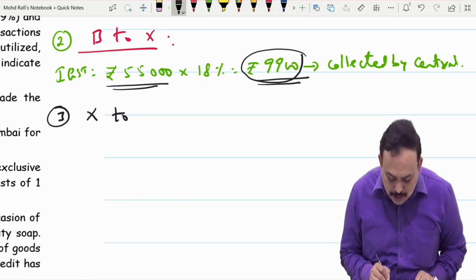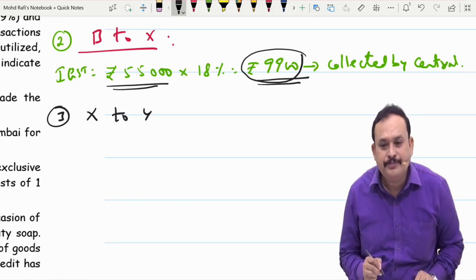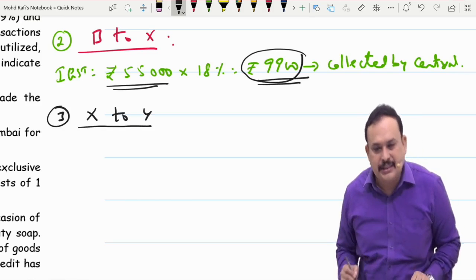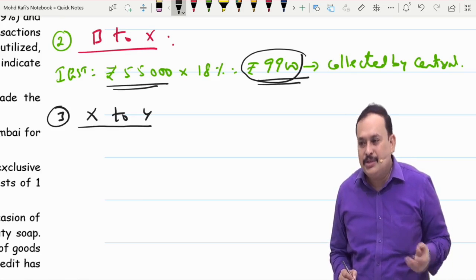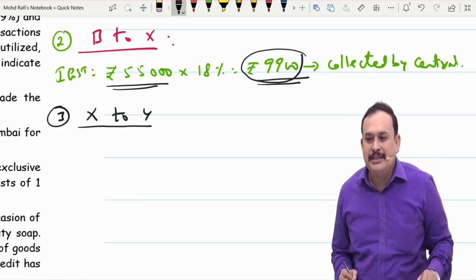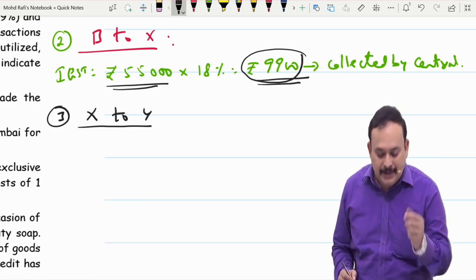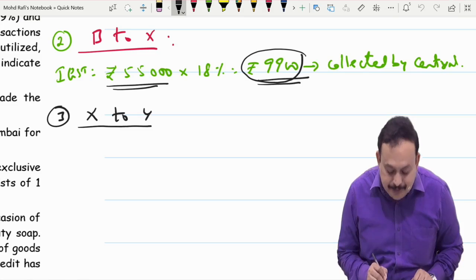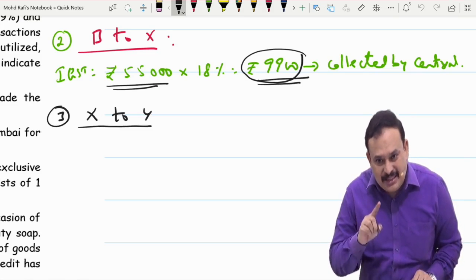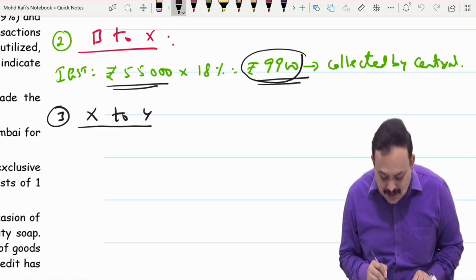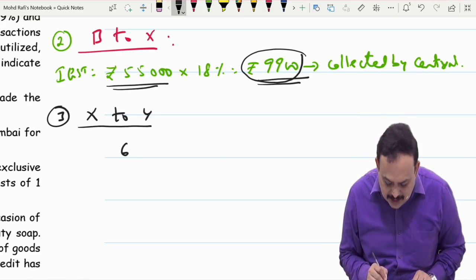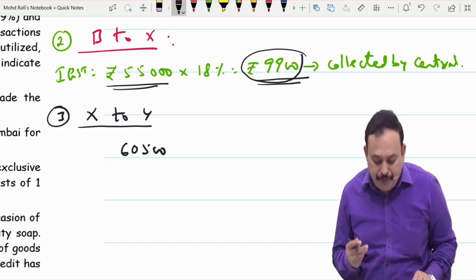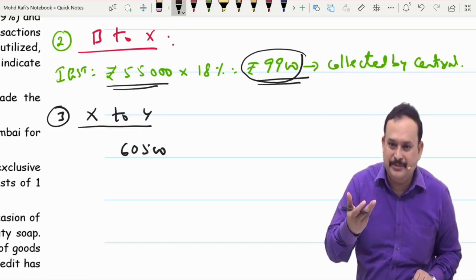Therefore, what is the last transaction here? X to Y, sir, in the given example. Is it intrastate or interstate? X to Y is intrastate, in the same state of Telangana. Therefore, cost to him is how much coming here? 55,000 plus 10%, 60,500. X sold to Y at 60,500, that is 110% of 55,000.